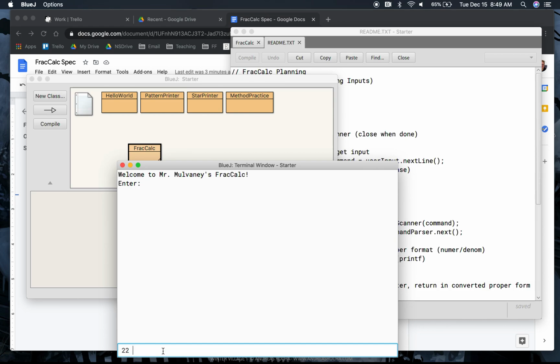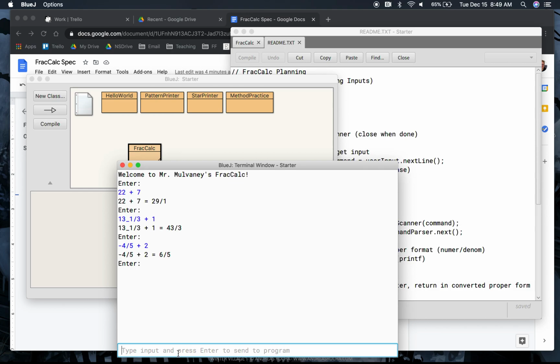Maybe we do 22 plus 7, and that gives you 29/2. Maybe we do 13 1/3 plus 1, and that gives you 43/3. That kind of makes sense, right? 43/3. How about -4/5 plus 2? That gives us 6/5. So you see that we don't worry about over 1 right now. That's not a requirement for this checkpoint.